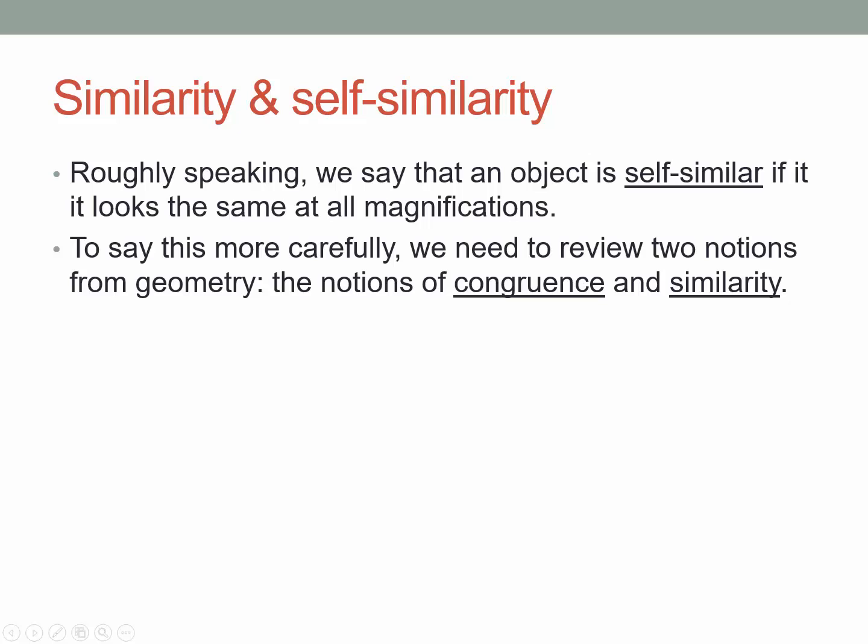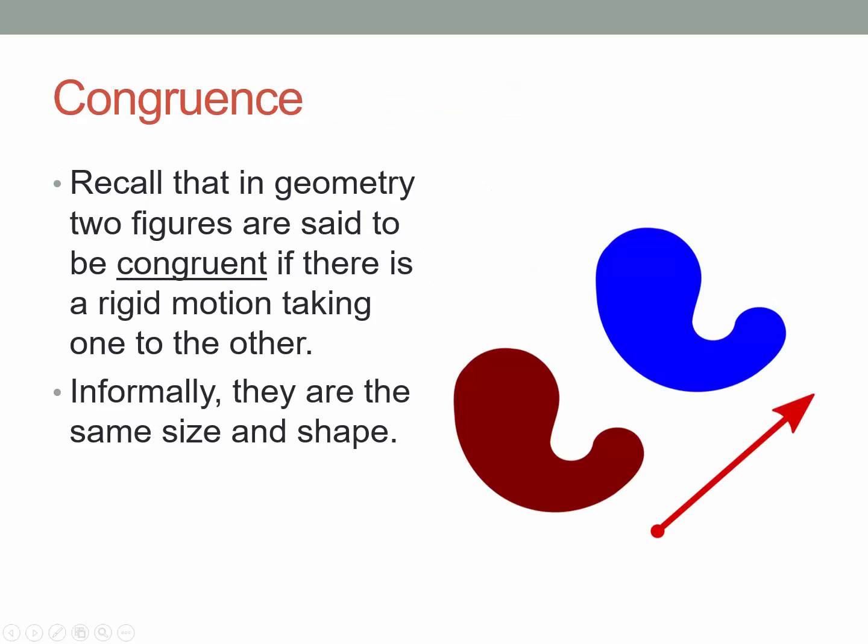To understand what self-similar means, we should understand first of all what it means for two objects to be similar. That may not be a familiar notion, but certainly from plane geometry you remember the idea of congruence. So we're going to start with congruence. Recall that in geometry two figures are said to be congruent if there is a rigid motion taking one to the other. That is to say, informally, they are the same size and shape.